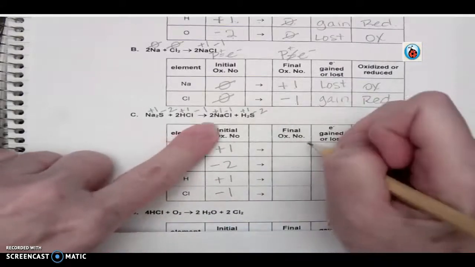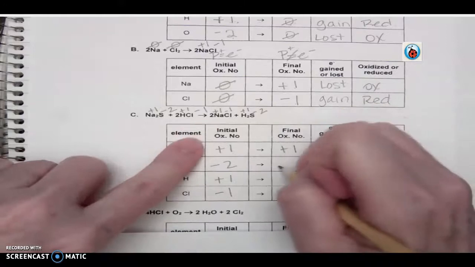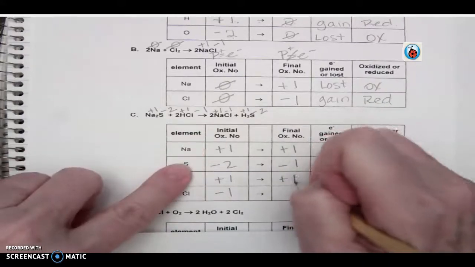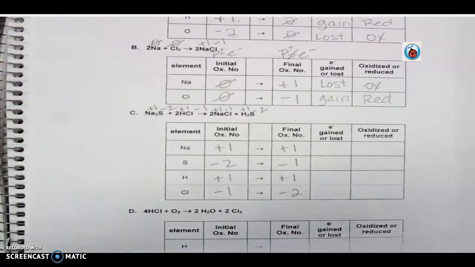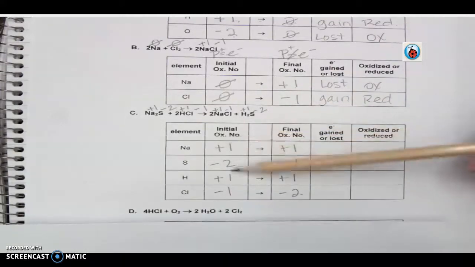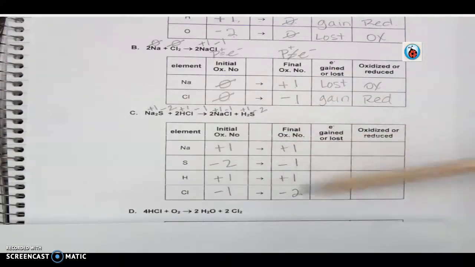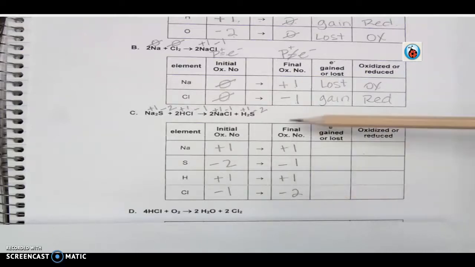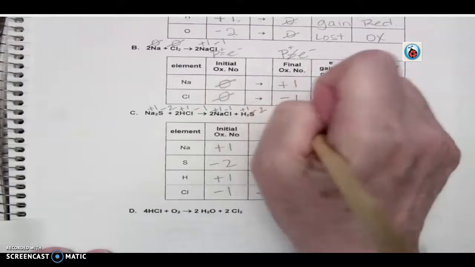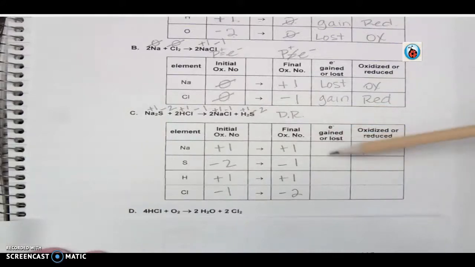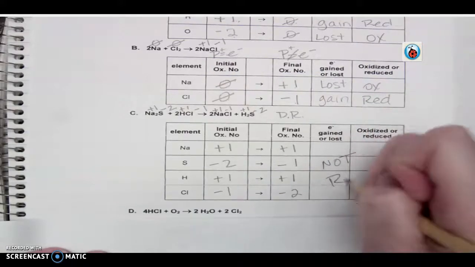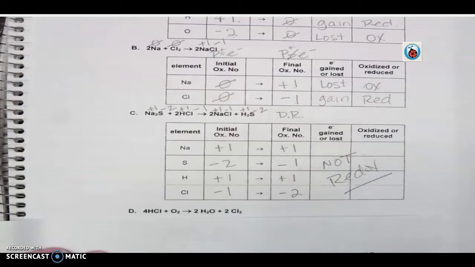On the product side, what happened? We still have +1 sodium, -1 chlorine, +1 hydrogen, -2 sulfur. All right, so notice all the oxidation numbers on the reactant side and on the product side are the same. Okay, because this is what? This is a double replacement reaction. We just had people switch places, right? So no electrons were gained or lost during bonding. So we say this is not redox. Nobody was oxidized. Nobody was reduced.